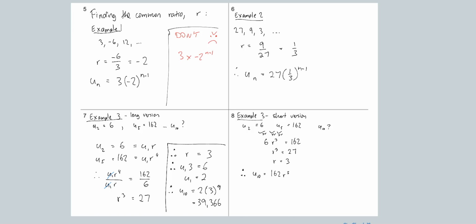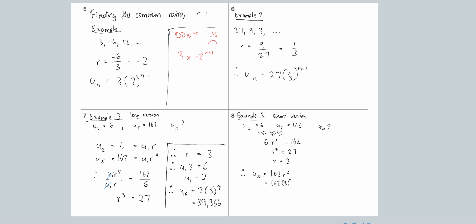Is that okay? Why to the power of 5? Because the 5th term is 162, so I'll need to multiply by r to get to the 6th term, then another r to get to the 7th term, then another r to get to the 8th term, then another r to get to the 9th term, and then another r to get to the 10th term. So repeated multiplication 5 times gives me r to the power of 5. So it's going to be 162, and then another 5 multiplications of r. Cool.